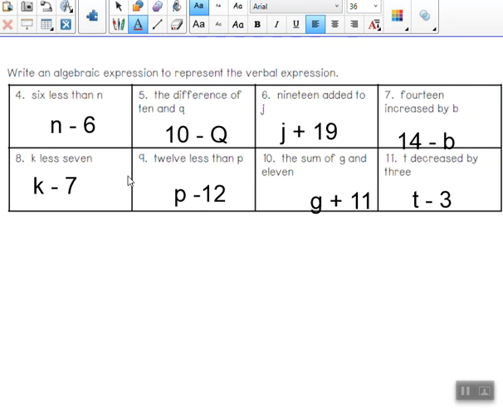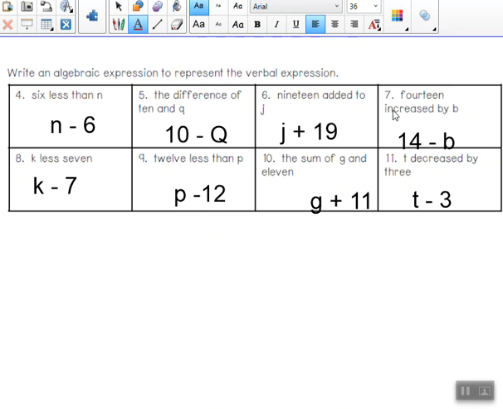A few things to point out. If it's addition, the order is kind of flexible. Like you could have done 19 plus J. You could have done 11 plus G. If it's subtraction, it's not so flexible. You have to make sure that this one was n minus 6 because we want 6 less than n. So we got to start here and we want 6 less than that, so we take away 6. This one had to be 10 minus q. I understand that might have looked like 9 to some of you, but that was the variable, 10 and q. So the difference of 10 and q, well, that would just be 10 minus q.